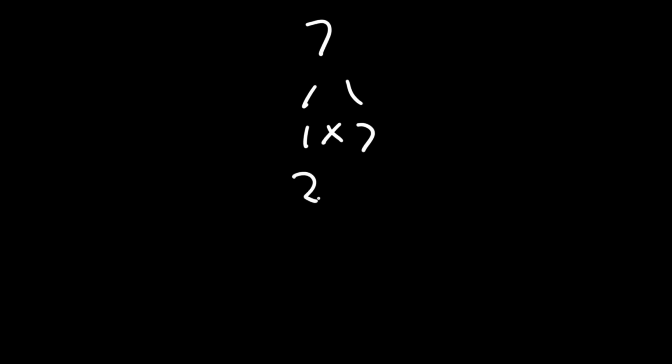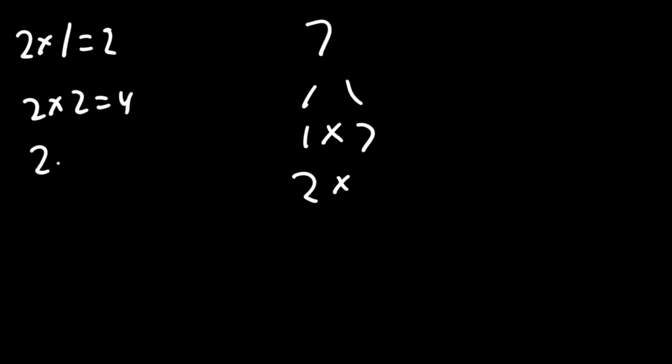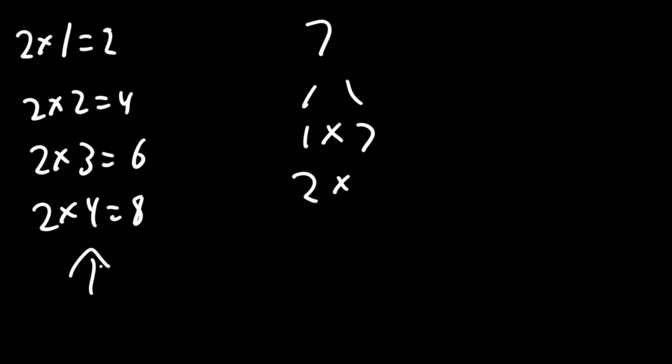What about 2? Is 2 a factor of 7? Let's guess and check. 2 times 1 just equals 2, which is less than 7. 2 times 2 equals 4, which is also less than 7. 2 times 3 equals 6, which is less than 7. 2 times 4 equals 8, which is larger than 7. Notice how we're not able to multiply 2 by something that makes it equal 7. So that means 2 is not a factor of 7.